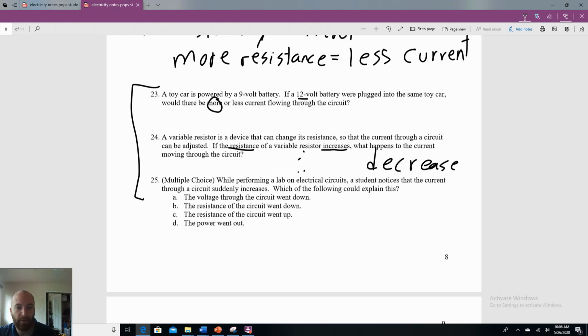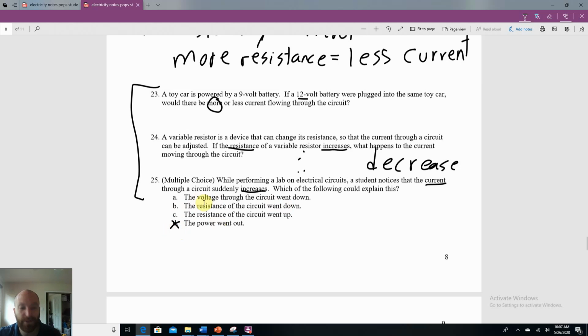25. While performing a lab on electrical circuits, a student notices that the current through the circuit suddenly increases. Which of the following could explain this? The voltage went down, the resistance went down, the resistance went up, or the power went out? Let's start with this. The power went out doesn't make sense, because then it would just totally stop working. The current wouldn't go up, there would just be none anymore. So D is wrong.